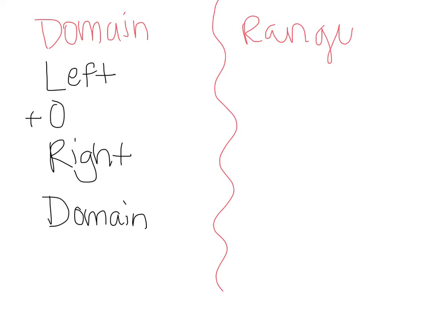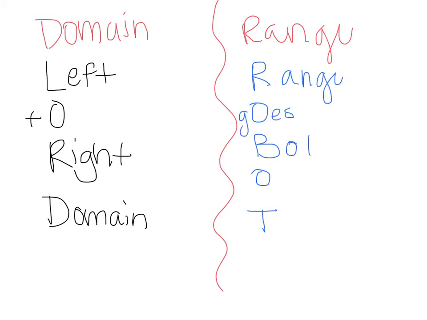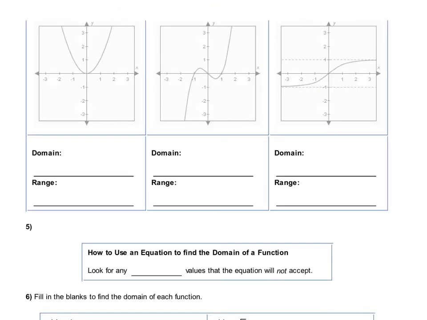Don't worry. For our range, I want you to remember the phrase ROBOT. The R in ROBOT stands for range. And our range goes from bottom to top. So our range, we're going to read from the bottom of the graph to the top of the graph. For our domain, we're going to read it from the left to the right. So I'm going to go back to those problems.